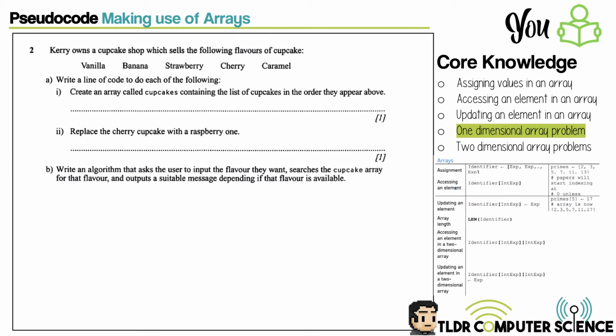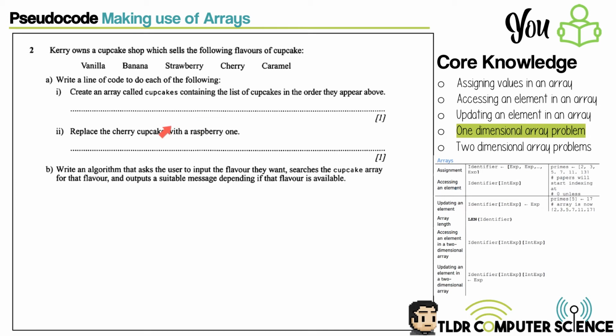Okay, guys, I'm leaving this over to you now. This is an exam question from a previous year. Write it in your books. Give it a try, including this algorithm here where it's talking about: create an array called cupcakes, containing a list of cupcakes. So you know how to do that, how to create a new array, one-dimensional. Replace the cherry cupcake with a raspberry one.